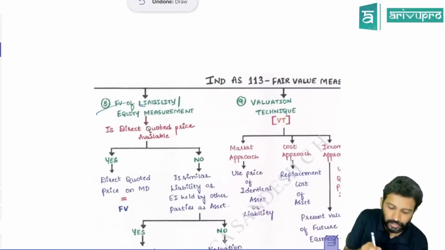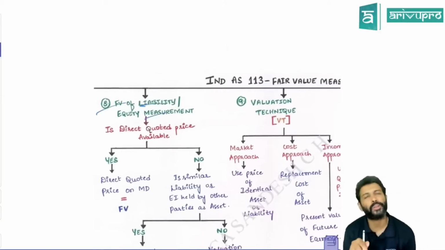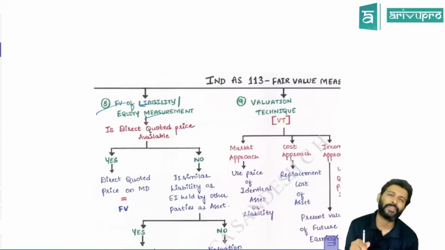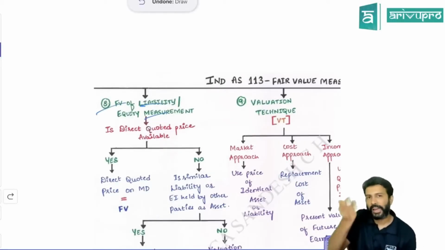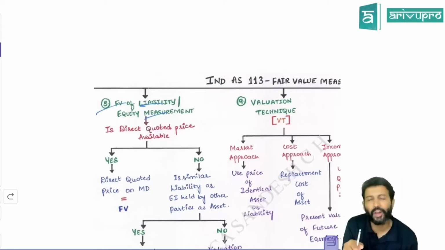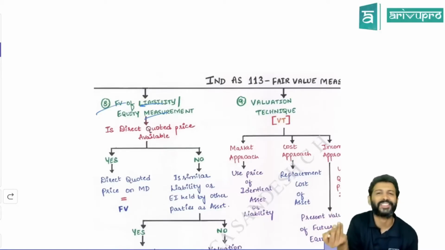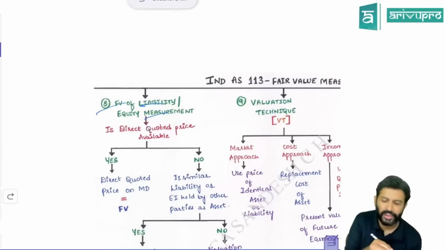Next is fair value of liability. So far we talked about assets. Now the fair value of liability. If you're finding the fair value of a liability or equity, first check if a direct quoted market price is available. Let's say Infosys wants to find the fair value of its own shares. Should they have to look around? No, not necessary. Why? Sir, their own share price is already quoted in the active market.